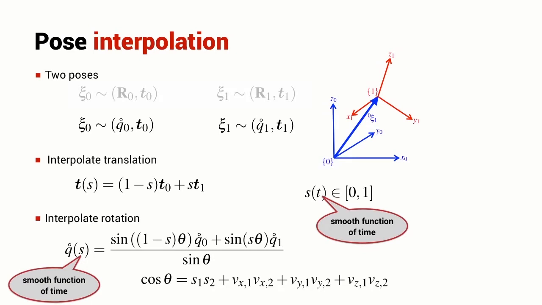And we interpolate the rotation using the quaternion interpolation formula that we introduced in the last section. If we want, we can convert the interpolated quaternion back to a rotation matrix, combine it with the interpolated translation, and rebuild a homogeneous transformation matrix.